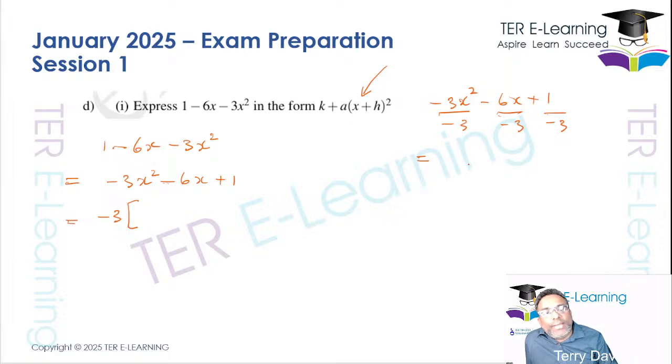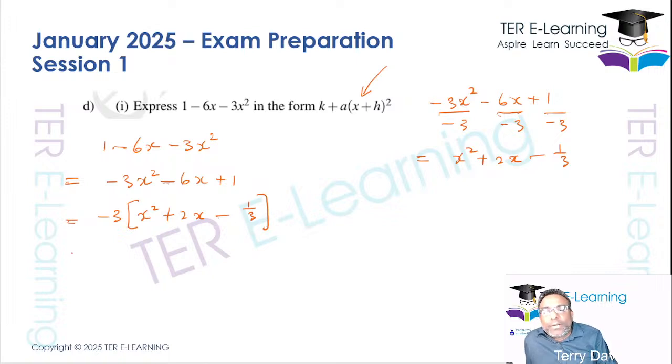In the first one here, the minus 3's will cancel, so you'll end up with x squared. Minus 6x divided by minus 3, you're going to get plus 2x. And then we're going to have minus 1/3. So in this case here, we have x squared plus 2x minus 1/3.